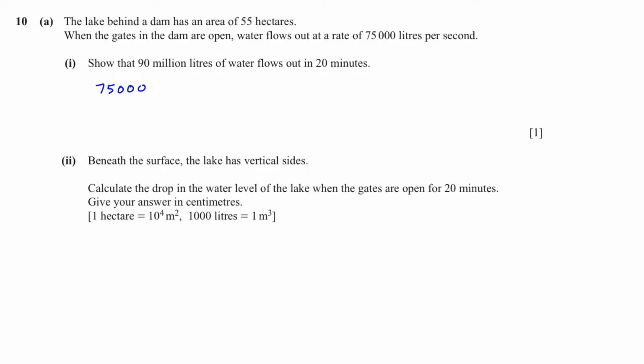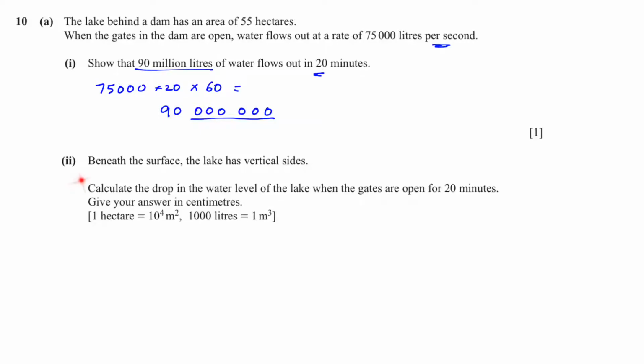So 75,000 liters per second. So this is per second, in 20 minutes. We have to change the minutes into seconds, so we multiply by 60. And this will give us, you know that in 1 million there are 6 zeros, so we have got 90 million liters of water.